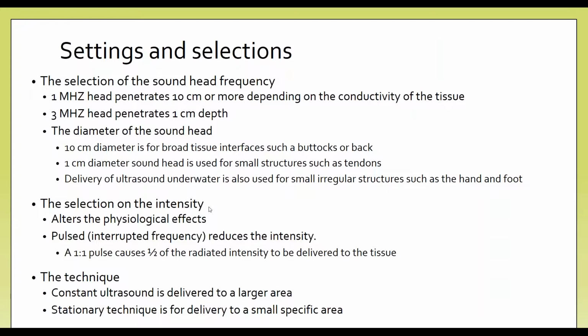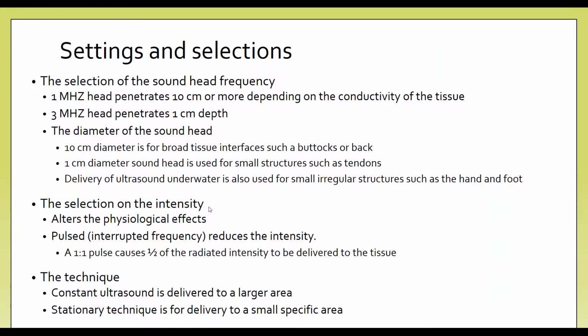There are two types of techniques. There's constant ultrasound, which you use for delivery to a large area. You're moving the sound head at about 5 centimeters per second, and you may be doing a 5 by 5 centimeter area with it. That's the way to do a constant, and the sound head's always on there. Stationary technique, you're holding the sound head in one spot.